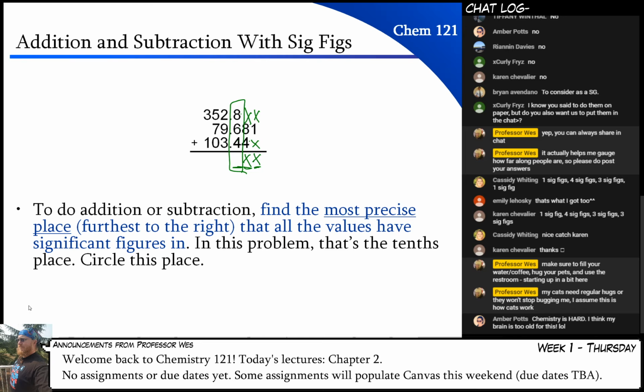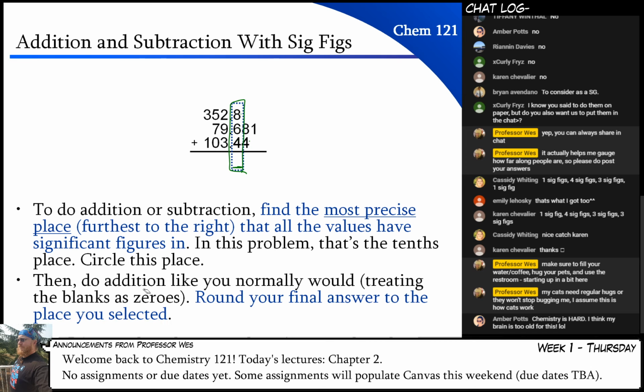Once I have determined the position that I want to round my results to, then all I have to do is actually do the math. And so I would do that like normal. That's the number I got on the previous slide. But I'm going to round to this position that I circled previously. That eliminates any error from those question mark numbers because we aren't going to have them in our answer.